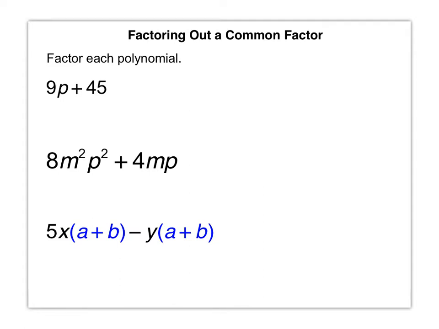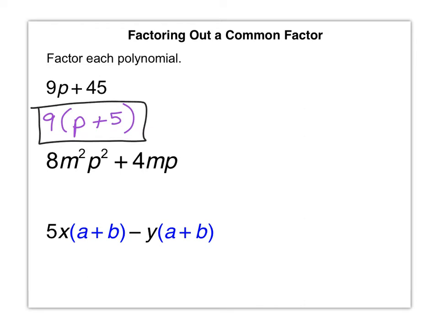Our first polynomial is 9p plus 45. We have 2 terms, so what we can do is determine if there's a greatest common factor. The largest factor that goes into both 9 and 45 is 9, so you can factor out a common factor of 9. When you're just taking out a factor of 9, you're dividing each of those terms by 9. 9p divided by 9 is p, and 45 divided by 9 is 5. So in factored form, the polynomial can be written as 9 times the quantity p plus 5.